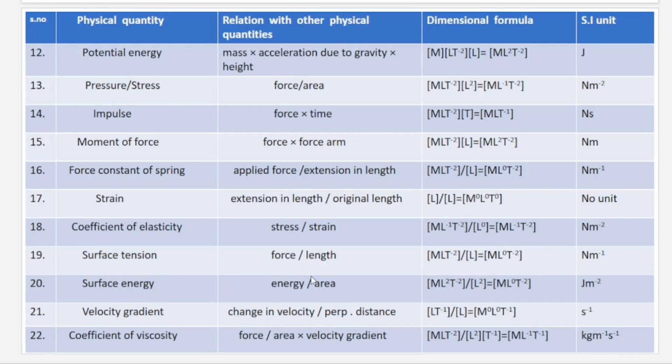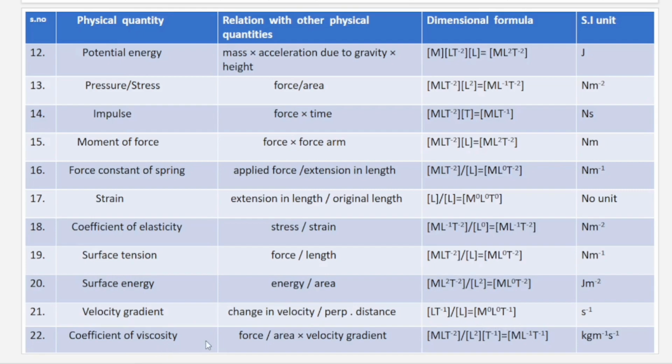Surface tension is force by length. So force is MLT⁻² by length is L. We get [M L⁰ T⁻²]. Surface energy is energy by area and energy is ML²T⁻² by area is L², we get [M L⁰ T⁻²]. Velocity gradient is change in velocity by perpendicular distance. Change in velocity is LT⁻¹ and perpendicular distance is L, so we get [M⁰ L⁰ T⁻¹].